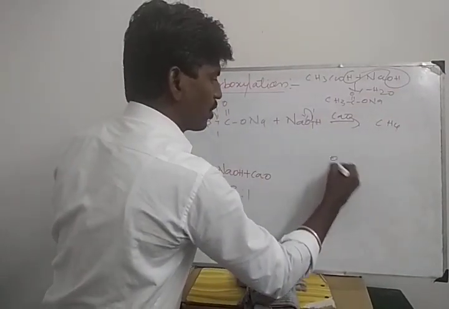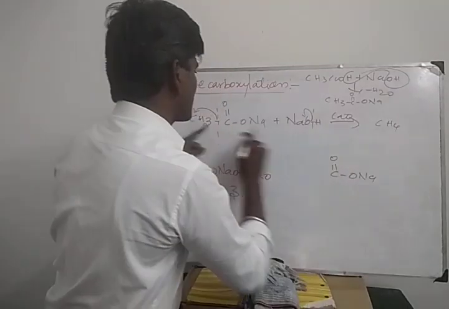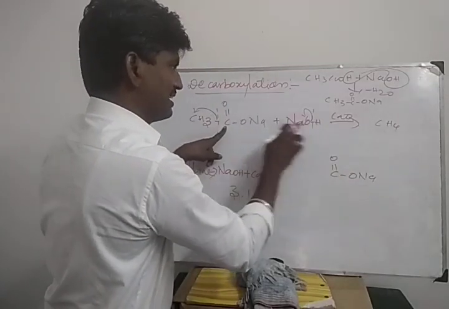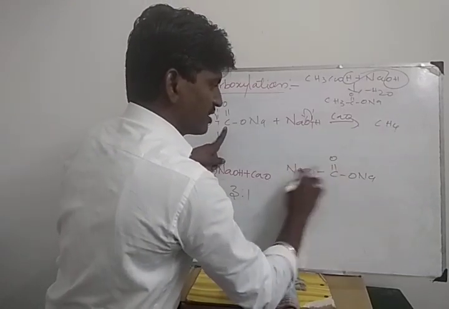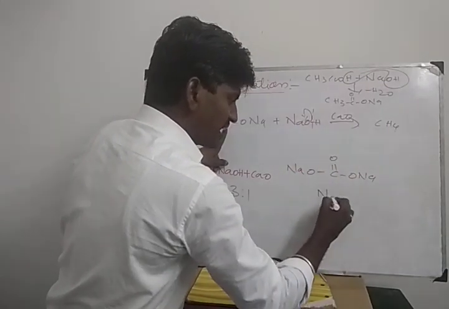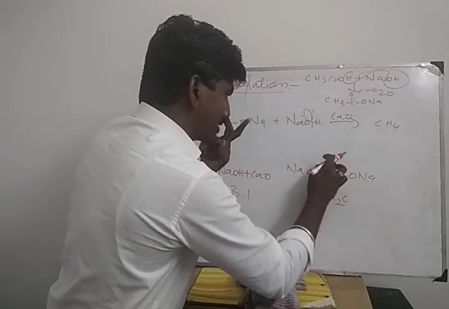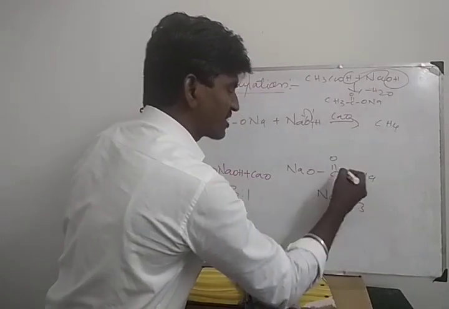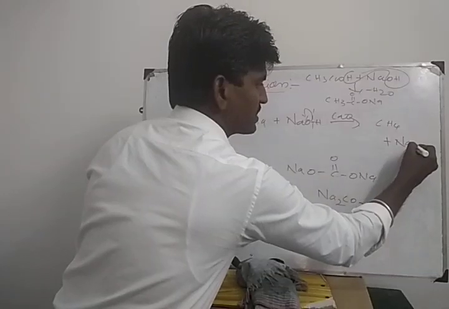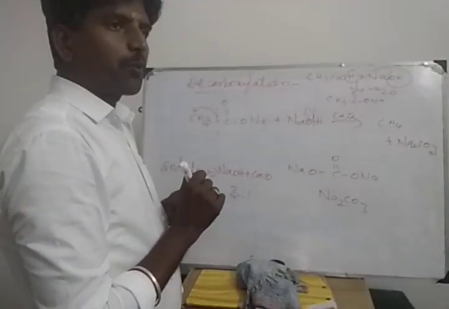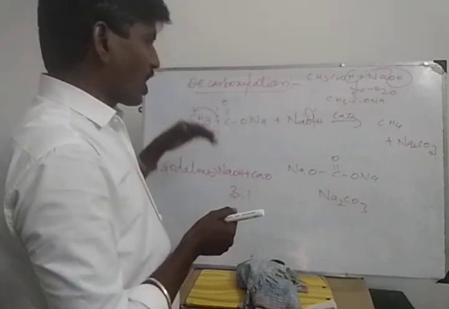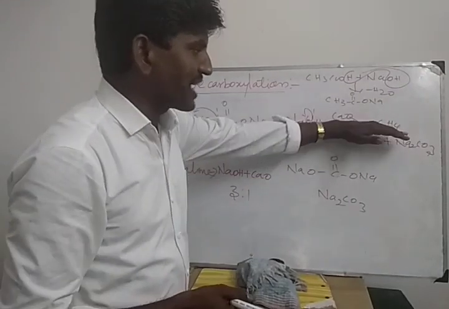C double bond O Na. What's the charge of this carbon? Plus, NaO minus. So bond formation, ONa. How many Na? 2 Na. Na2 C. How many oxygens are present? 3 oxygens. So Na2CO3. So when we do the decarboxylation process on a carboxylic acid salt, you can get a hydrocarbon.